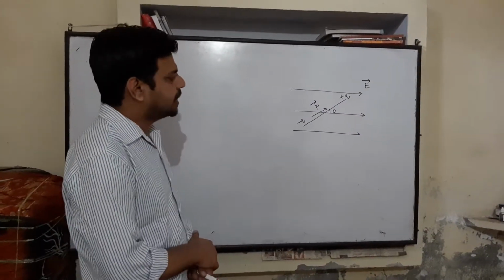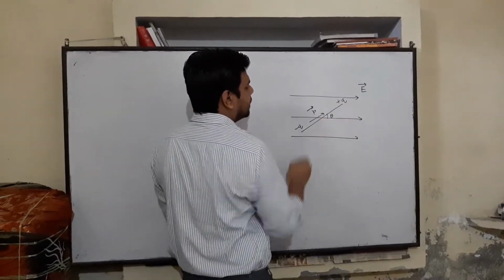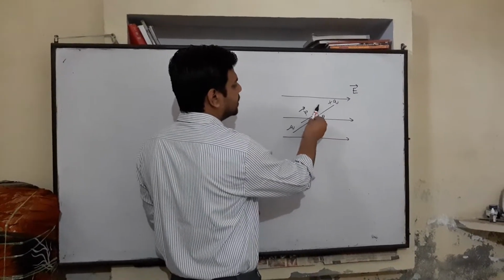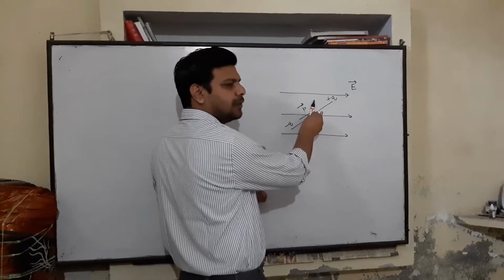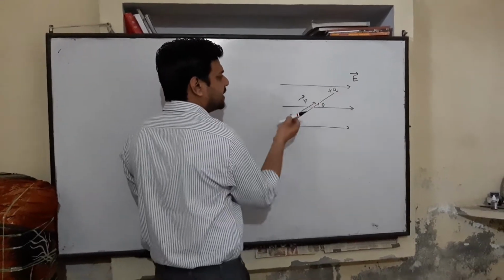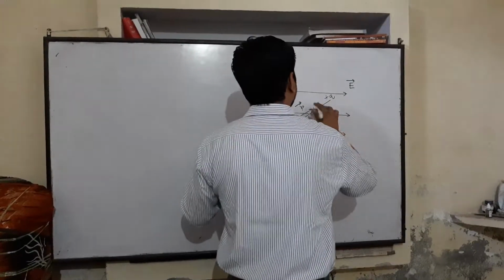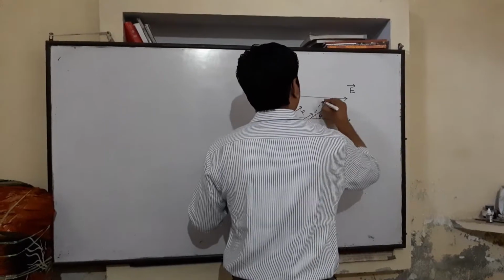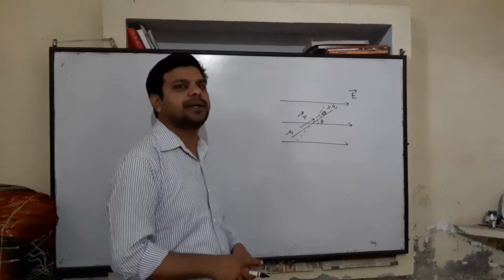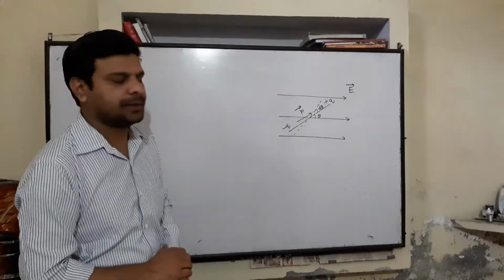Now, consider the initial position of the dipole is theta 1, and we have rotated this dipole to the final position theta 2 through a small angular displacement d theta. Consider the dipole is placed at this position and we have rotated it through some small angular displacement. Then we have to find the work done in rotating this dipole through small angular displacement d theta.